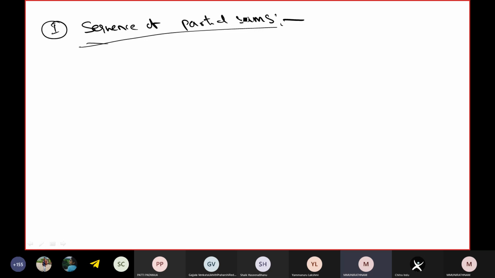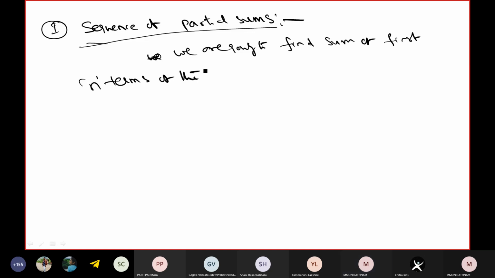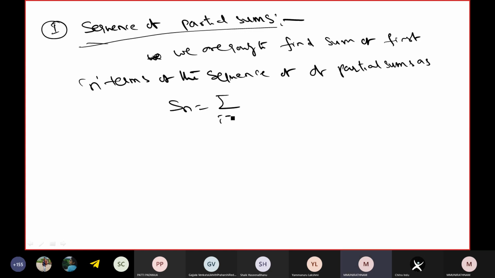Sequence of partial sums. Suppose we are going to find the sum of the first n terms of the sequence, the sequence of partial sums, as Sn equal to the sum of i equal to 1 to n of ai. I will find it up to the nth term, the nth term ai.